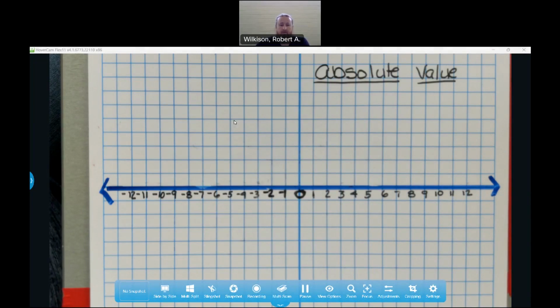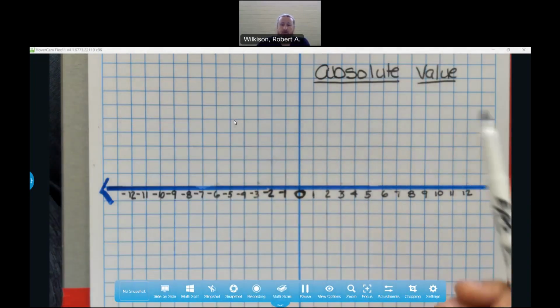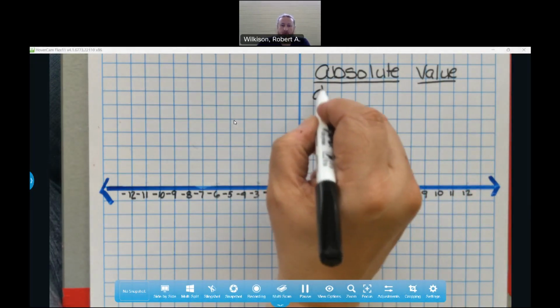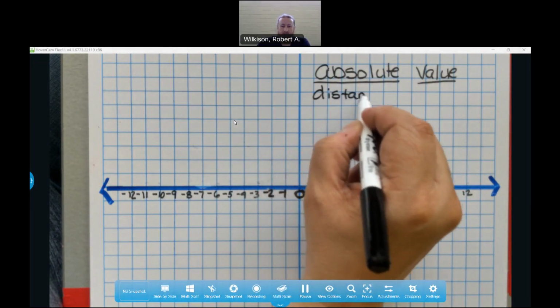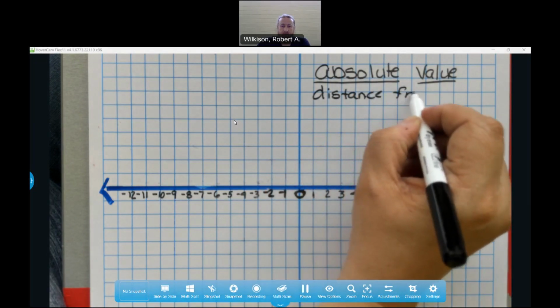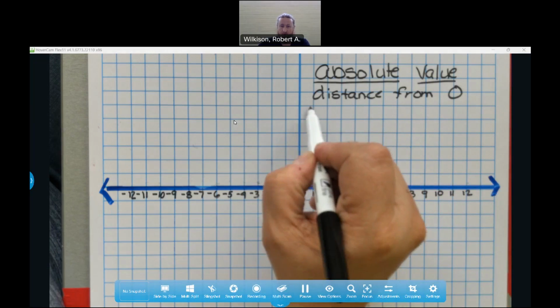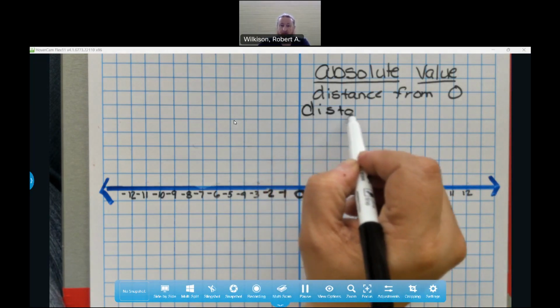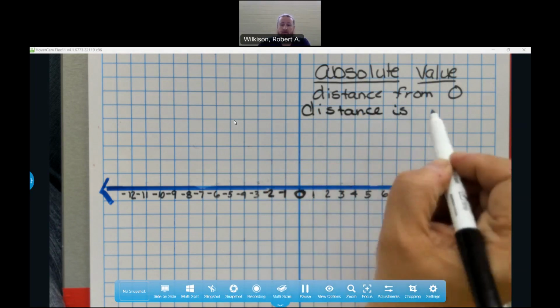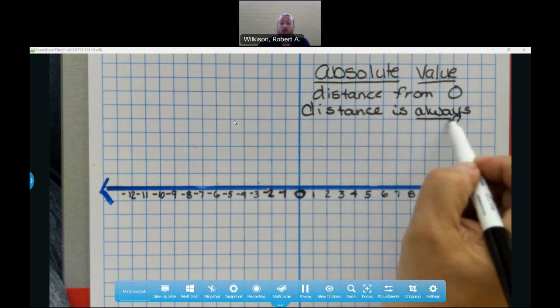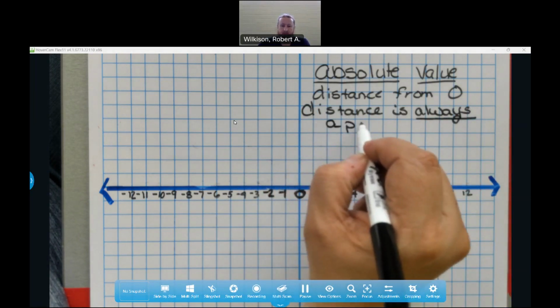So the last thing we are going to discuss today as part of integers is absolute value. Absolute value can be thought of as distance from 0 and as we recall, distance is always a positive number. We cannot be a negative distance from something. We can be above it, below it, to the left of it, to the right of it, north of it, south of it, east, west, but we are always a positive distance.